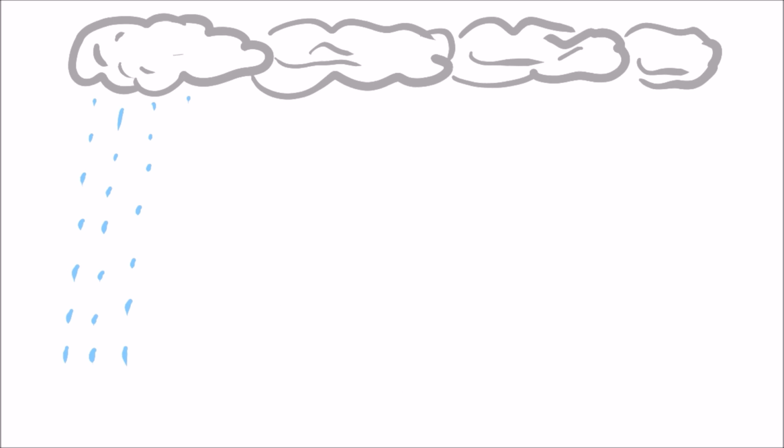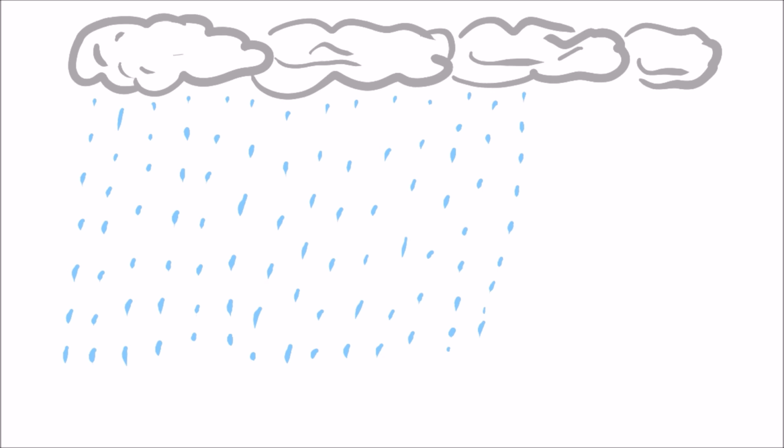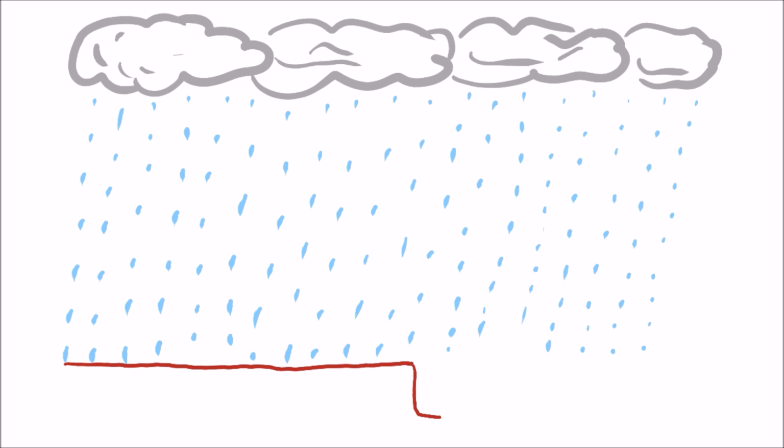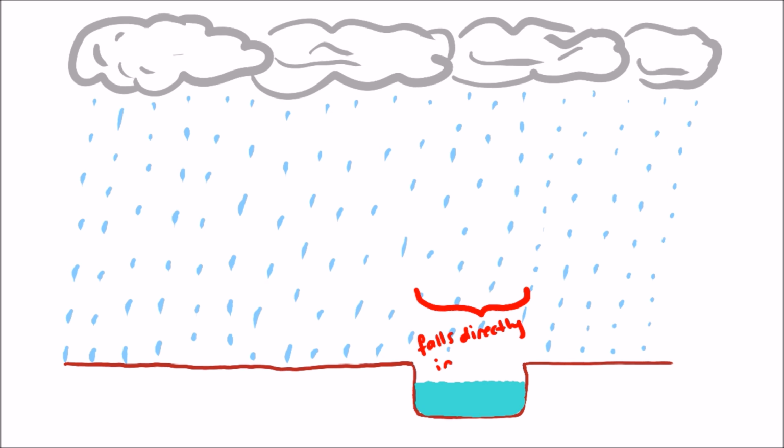Here's some rain, lots of rain, and here is our river. You can see that only a very small amount of rain actually falls directly into the river channel itself. So it wouldn't make sense if the river level suddenly rose instantly as soon as it started raining.